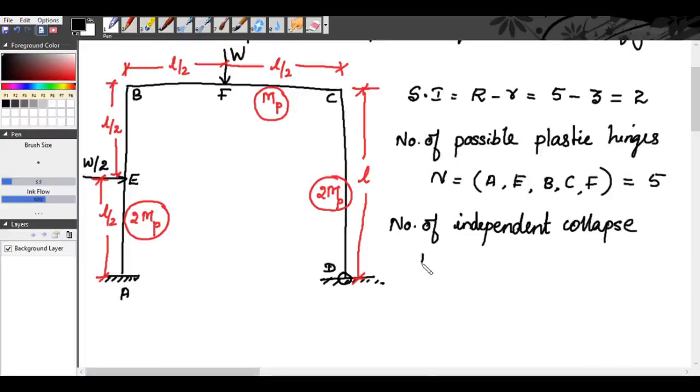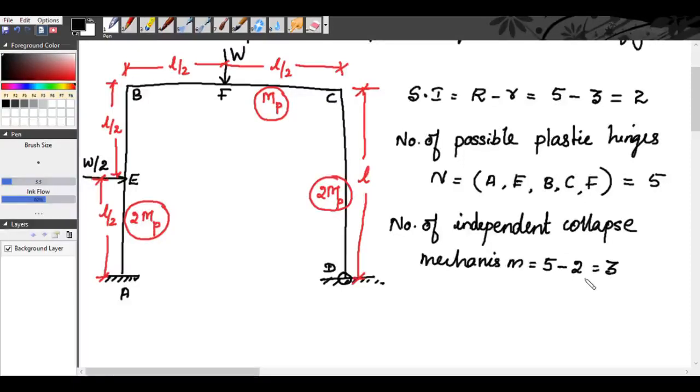The number of collapse mechanisms will be equal to the number of possible plastic hinges minus the statical indeterminacy. So 5 minus 2, that is equal to 3. So what are the possible mechanisms we have? This is the number of possible independent mechanisms.